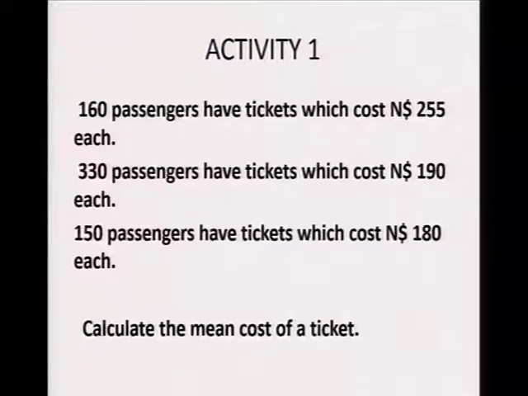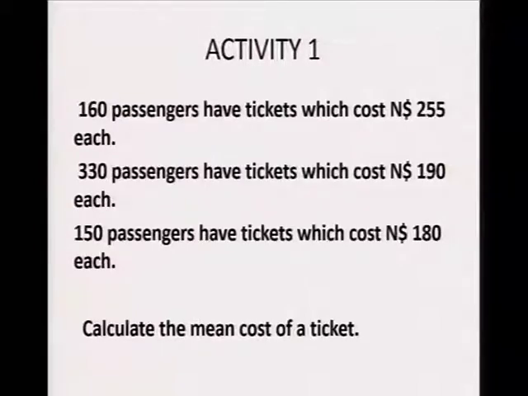Let's look at this one together. 160 passengers, half ticket, cost of 255 Namibian dollars. 330 passengers, half ticket, which cost 180 Namibian dollars. 150 passengers, half ticket, which cost 80. Then I'm asking about the mean.